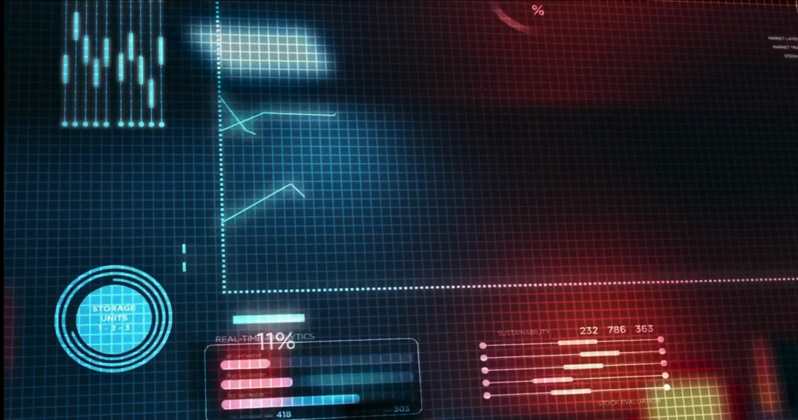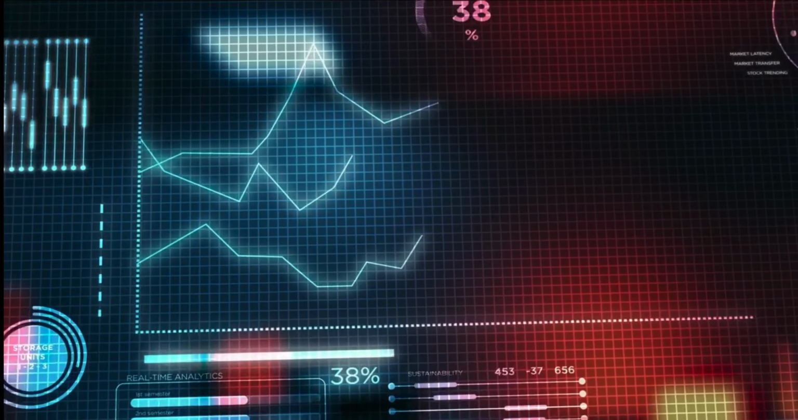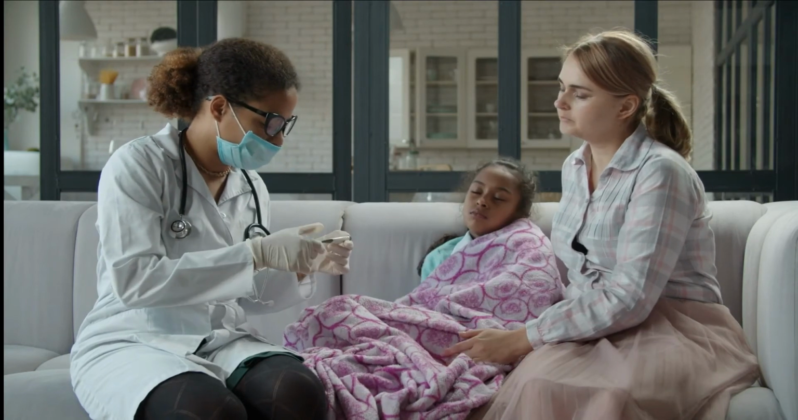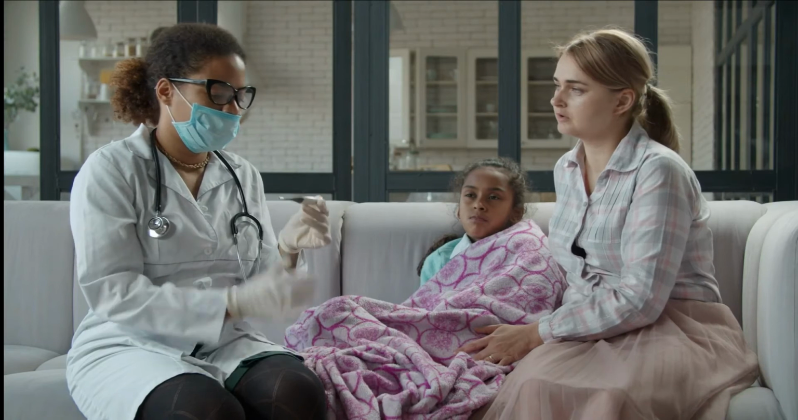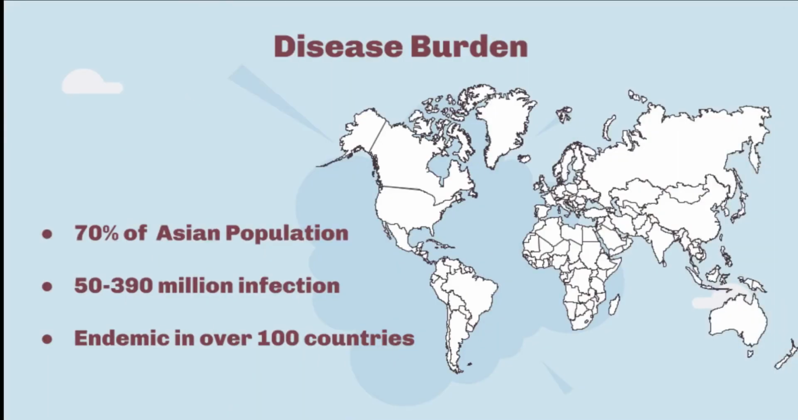The number of dengue cases reported to the World Health Organization has increased 8-fold over the last 2 decades. A modeling estimate indicated that 390 million people succumb to dengue virus infection annually. With dengue being endemic in more than 100 countries, WHO revealed that 70% of the actual burden is in Asia.